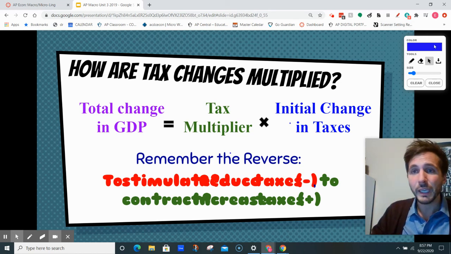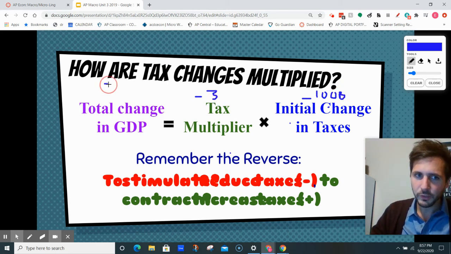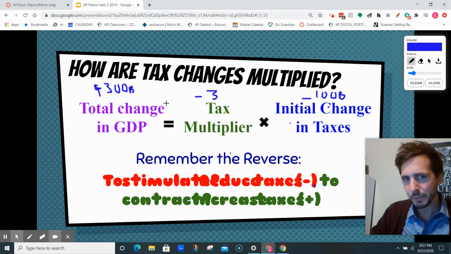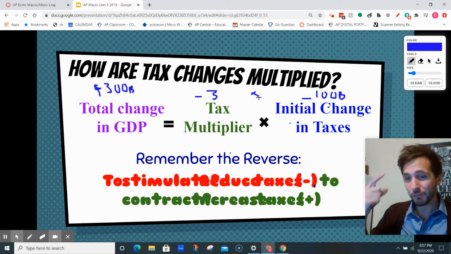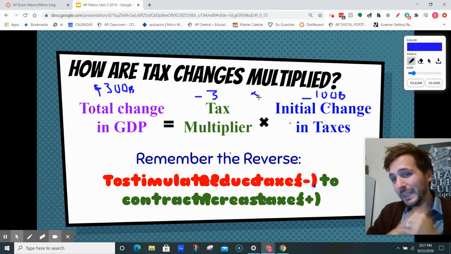But then I just plug in the tax multiplier. So for example, the way I like to do it is I just make the tax multiplier negative. It always kicks out the right number for me. So let's say I decrease taxes by $100 billion. My tax multiplier is 3. Then my change in GDP is going to be $300 billion. It decreased taxes, so it has a positive impact of $300 billion on GDP. Whenever I put the tax multiplier in, I pop a negative on that.